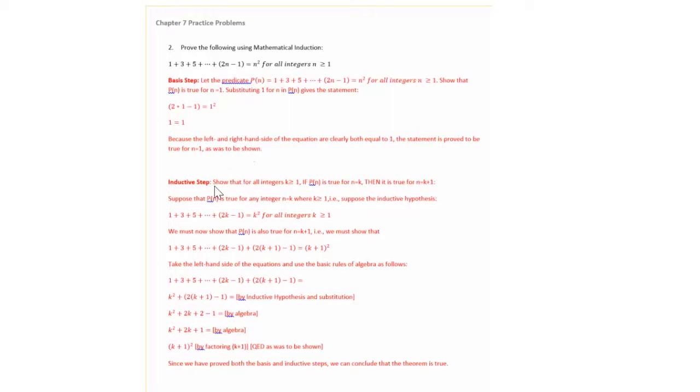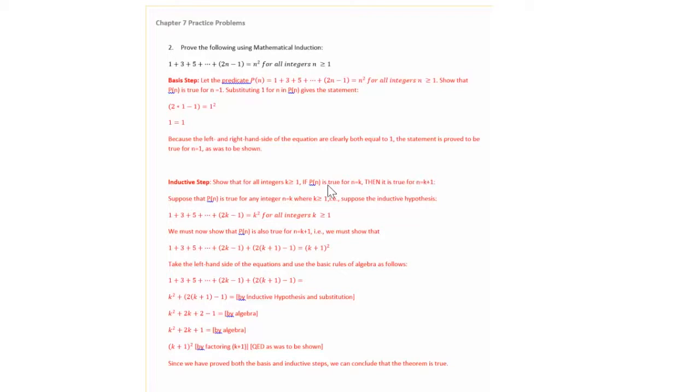Now we move to the inductive step. And this is where students often kind of trip up, so be careful here. We're showing for all integers where k is greater than or equal to 1, if p of n is true for n equals k, then it is true for n equals k plus 1.